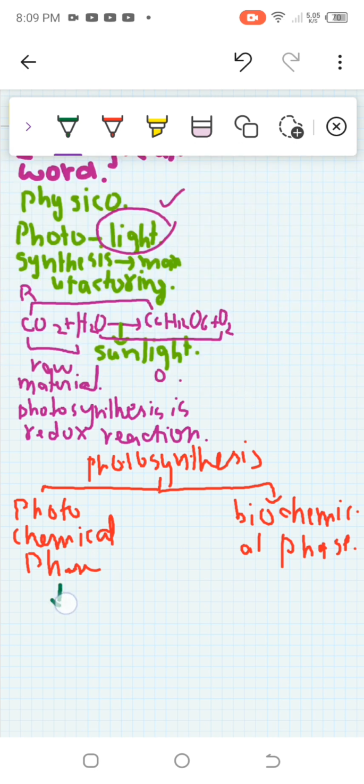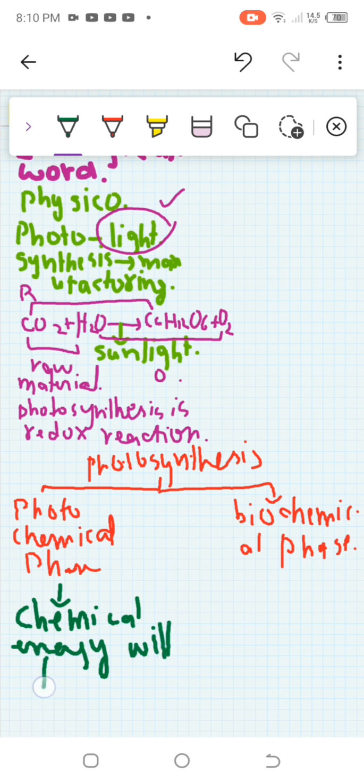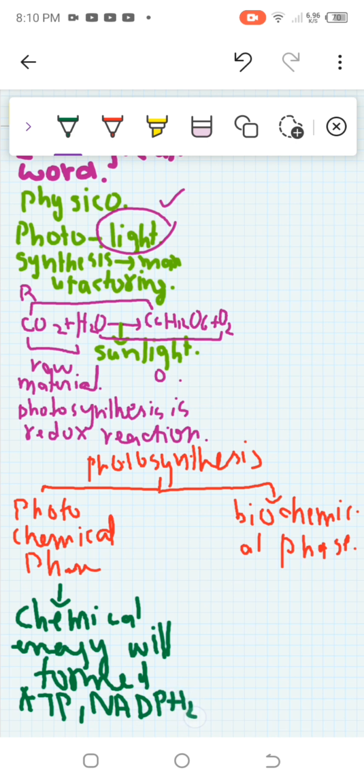So in the photochemical phase, what chemical energy will form? Here we can say ATP and NADPH. These are the chemical energies which are being formed in the presence of sunlight. Chemical energy will form in the photochemical phase, those are ATP and NADPH.